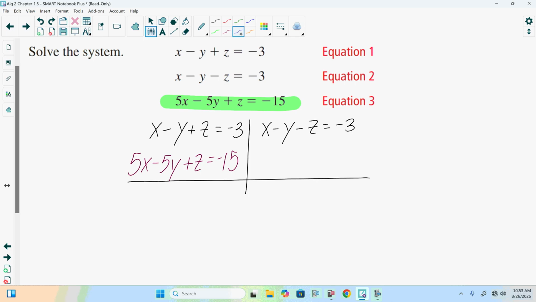Now we need to figure out if we're going to add the two equations together or subtract them. z plus z, if we added them, what is z plus z? 2z. We need it not to be 2z, we need it to be 0. z minus z would be 0, yes? So we have to subtract. If the signs are the same, we subtract. If the signs are opposite, we add.